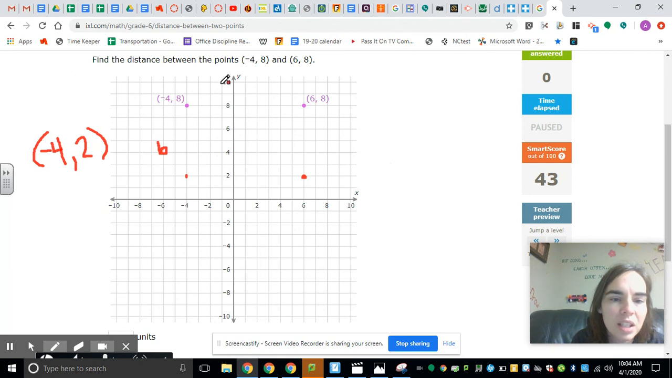So now I have a rectangle. We already know this is 6. A while ago we counted this as being 10. If I wanted the area of this rectangle, I would do 6 times 10. The area of that rectangle would be 60. And that should be all the things that you've had to do on the coordinate plane.